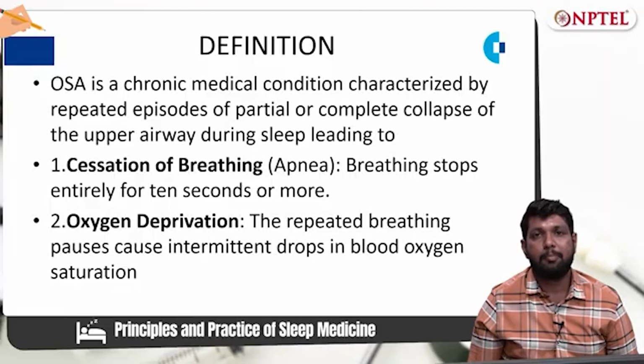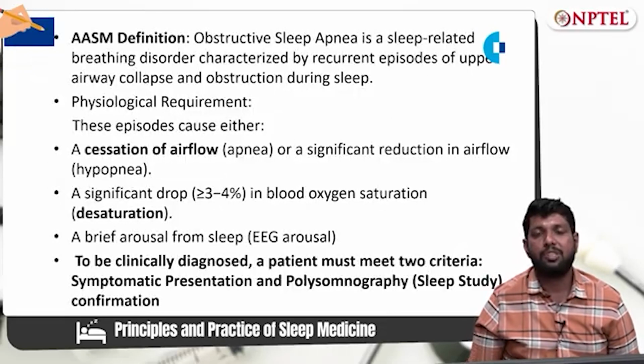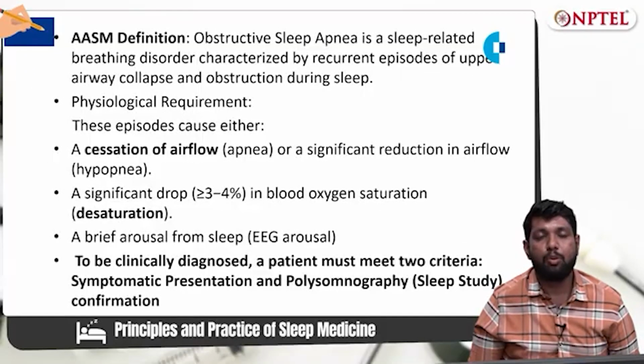OSA is a chronic medical condition characterized by repeated episodes of partial or complete collapse of the upper airways during sleep, which leads to cessation of breathing and oxygen deprivation. This episode causes either a cessation of airflow, which is called apnea, or a significant reduction in airflow, which is called hypopnea. A significant drop of more than 3 to 4% in blood oxygen saturation, and a brief arousal from sleep.